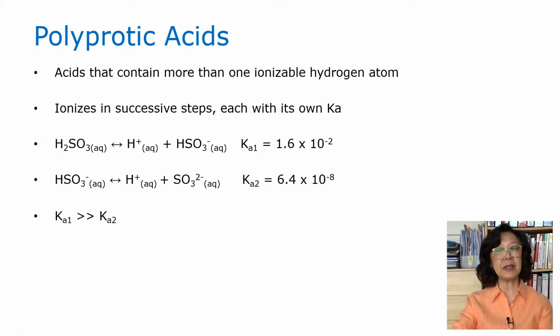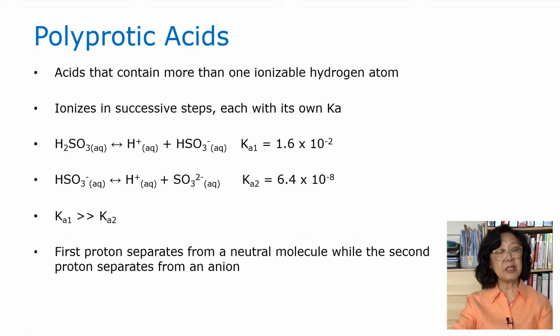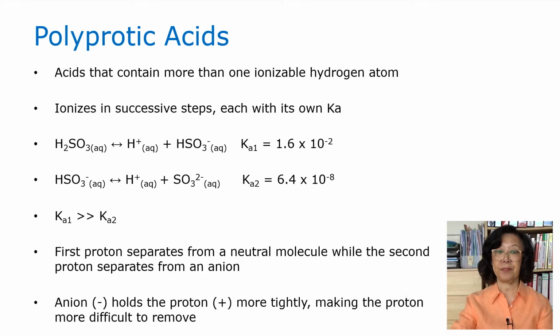Now you would notice that Ka1 is much greater than Ka2, meaning the acid is actually stronger than the HSO3 minus ion. This is because the first proton will separate from a neutral molecule, while the second proton separates from an anion. And the anion being negative will hold onto the proton, which is positive, more tightly, making the proton more difficult to remove.